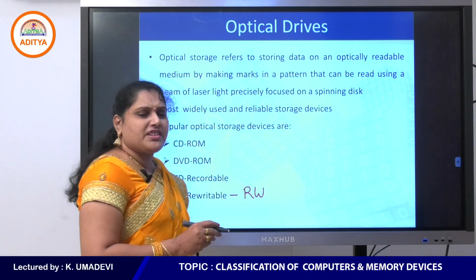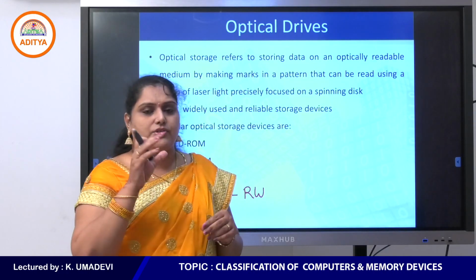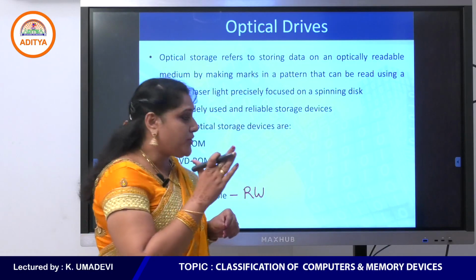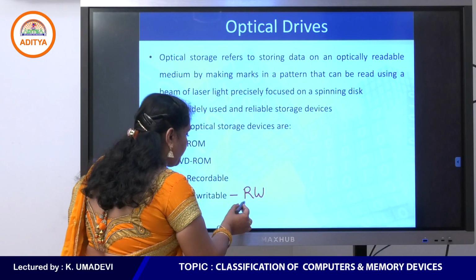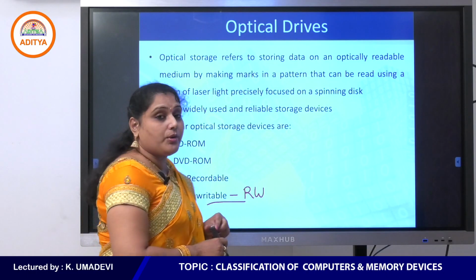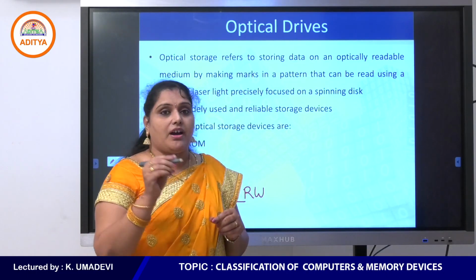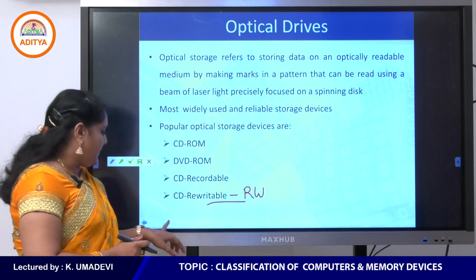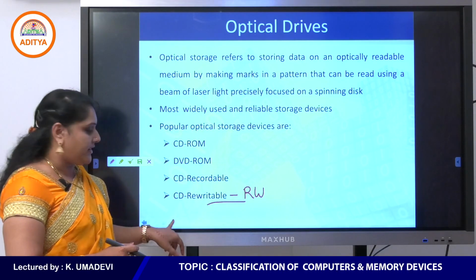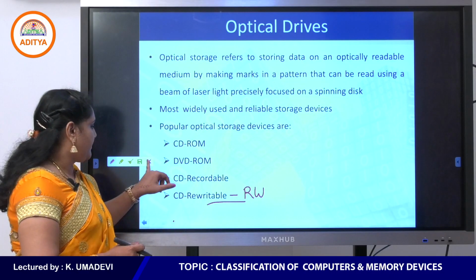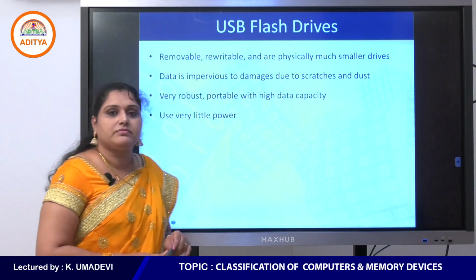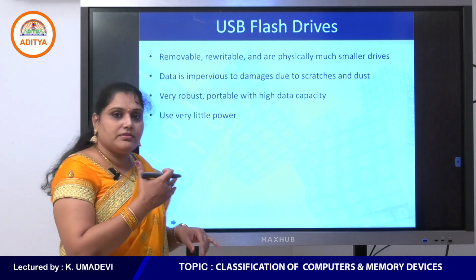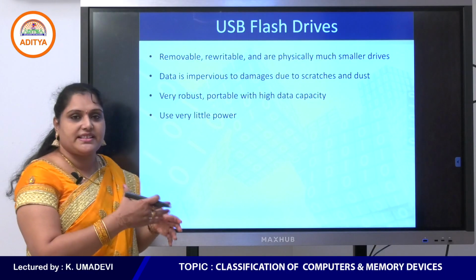Rewritable means that once the data is stored in a CD, it cannot be erased. If you want to erase the data and reprogram, like EEPROM, then we use CD-RW, CD rewritable. Rewritable means we can easily erase the data which is stored in the CD. Or DVD-RW. So these are all optical drives or optical discs.